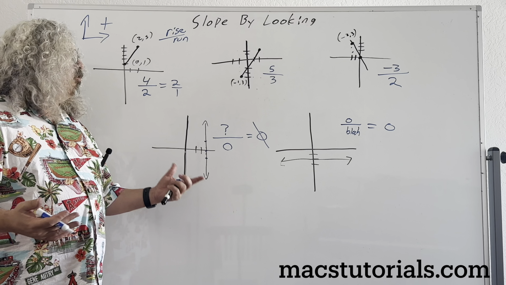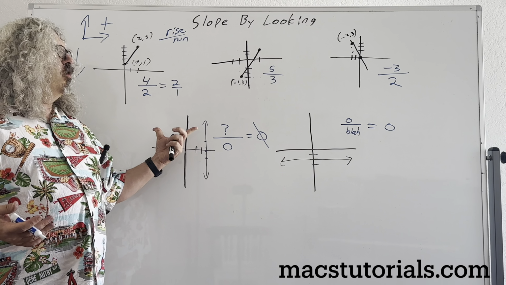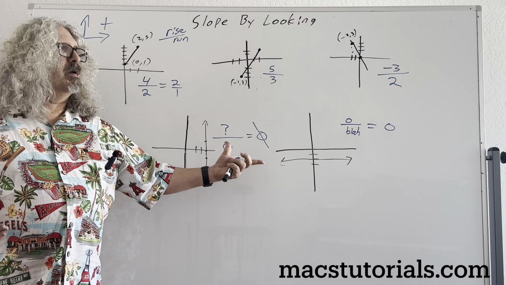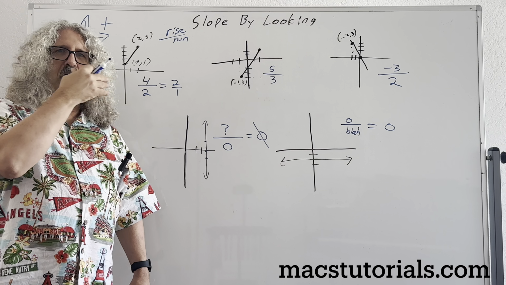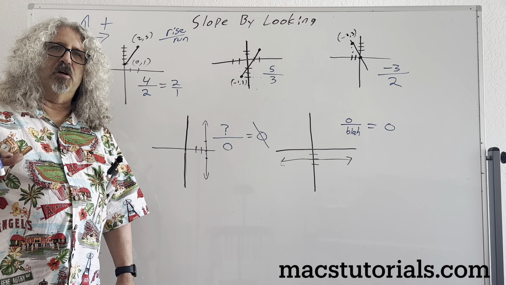We did it 2 different ways. We did it the way where we saw a graph and we had to find the slope, and then we did another one where we gave you the slope and you had to be able to write it on the graph. If you can go both ways, you're in really good shape.